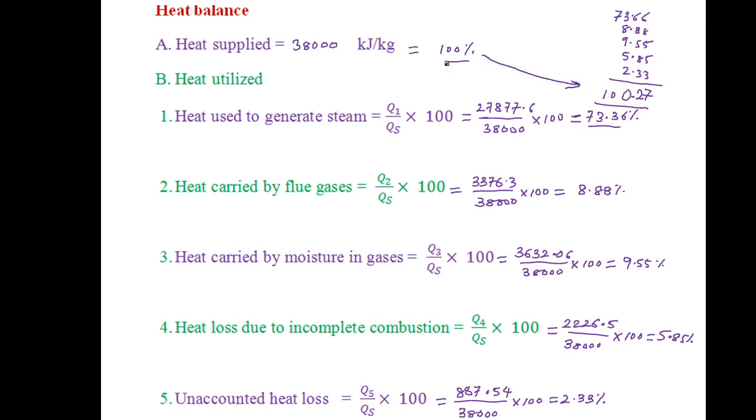The amount of heat supplied, 100%, is utilized in various purposes. 73.36% is used to generate steam, 8.88% is carried by hot gases, 9.5% is carried by steam in the flue gases, 5.85% is lost due to incomplete combustion, and 2.33% is unaccounted. So this is how we find the heat balance sheet.